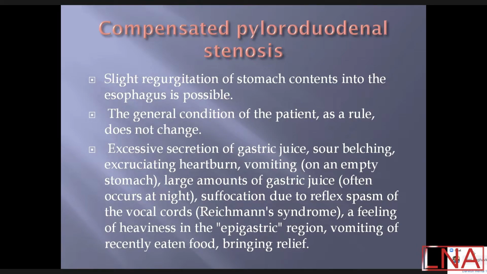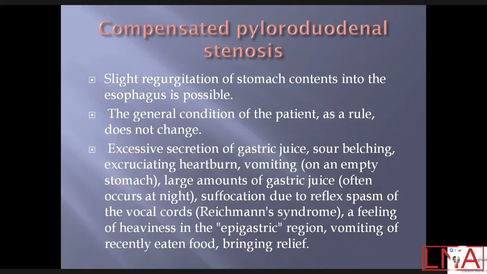With compensated pyloric stenosis, there is a narrowing of the outlet section. However, due to hypertrophy of the stomach muscles and increased motility, food evacuation from the stomach occurs at standard times. Slight regurgitation of stomach content into the esophagus is possible. The general condition of the patient as a rule does not change, but the following symptoms are characteristic: sharp peristaltic movements of the stomach are possible, visible through the abdominal integument, which is characteristic of pyloric stenosis.